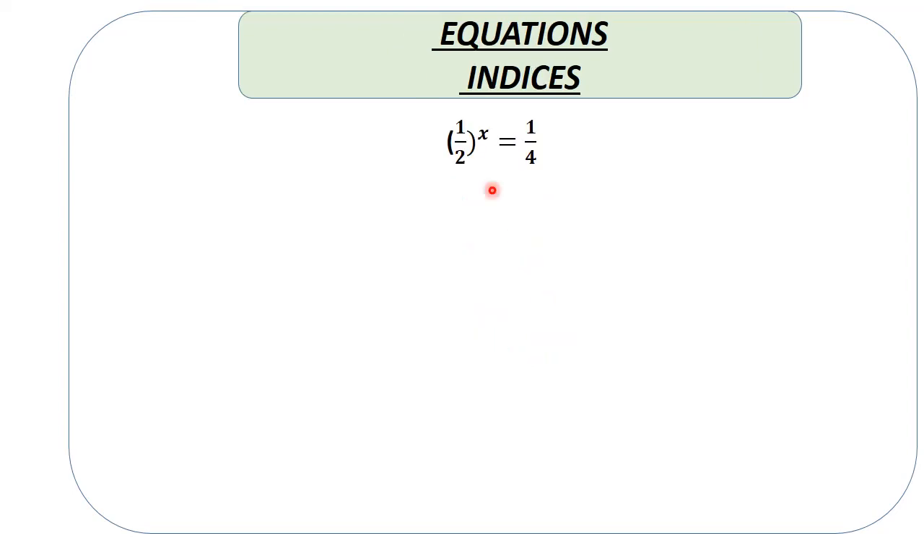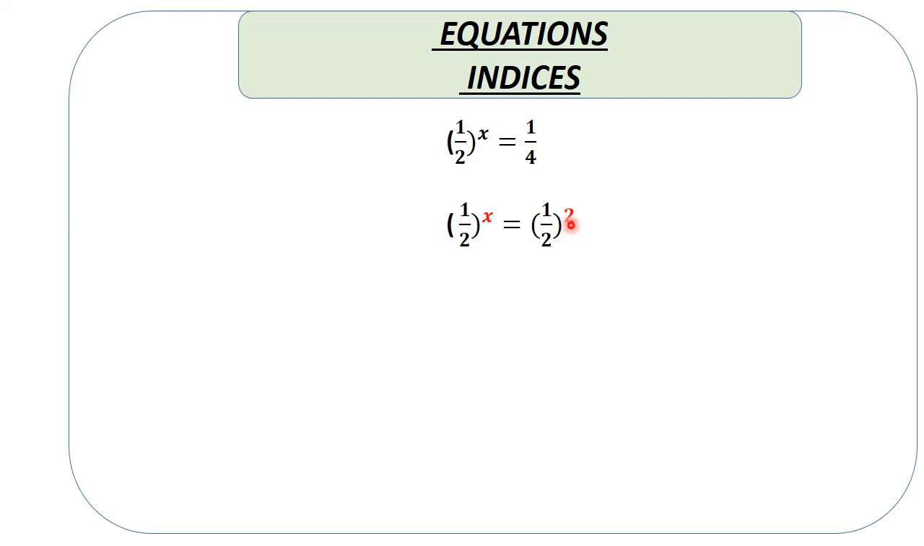What about this one? Half to the power x equals 1 over 4. How can we deal with this? This one has to be written so that the base is 1 over 2. How can it be written like that? Simple. We look at the denominators. This is 2, this is 4. So 4 can be written to have a base of 2 by writing it as 2 to the power 2, and 1 and 1 are the same, which means we can write this as 1 over 2 to the power 2.